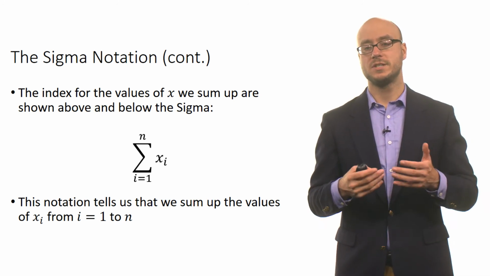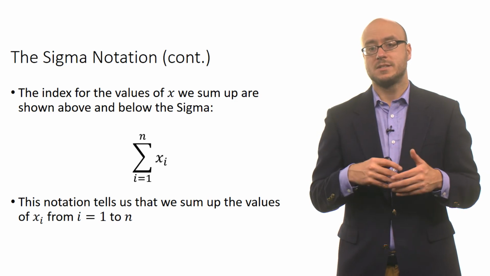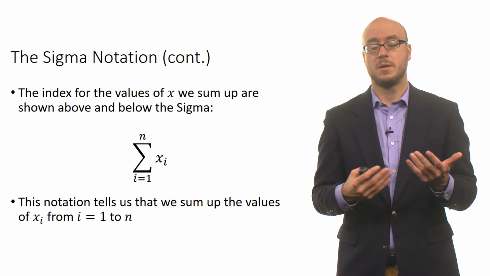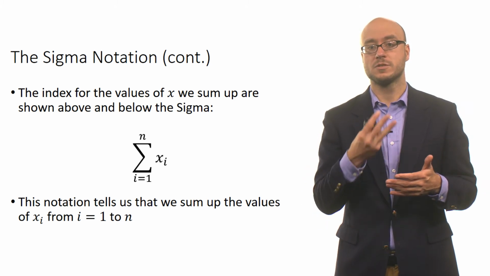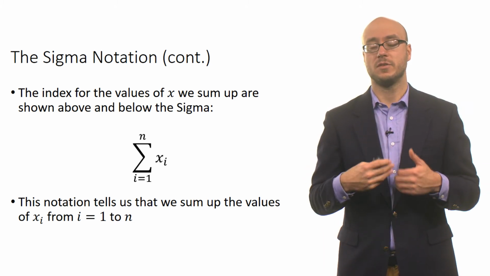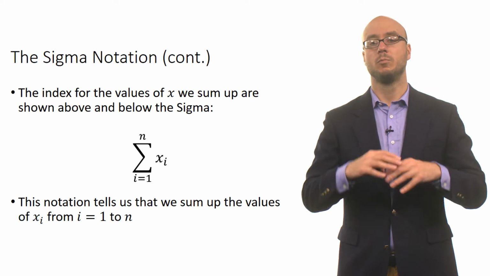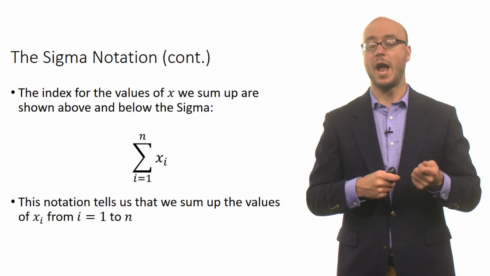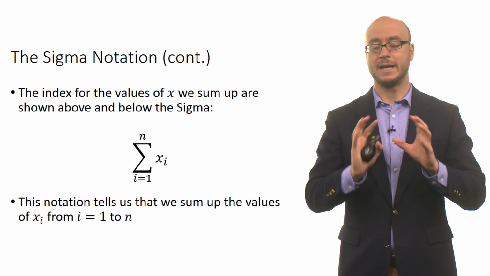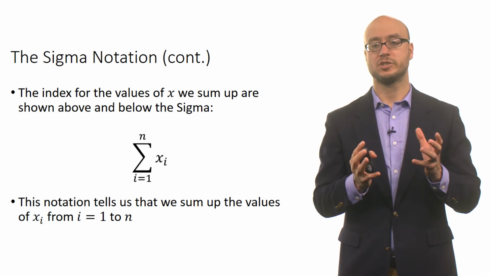The reason we do this is that in some instances, you may not sum up all the values of x. You might sum up from i equals 1 to 3. So you might just sum up the first 3 indexed values of your x variable. But typically, we will sum up the values of all rows of our data set. So we'll go from i equals 1 to n. Again, all we're doing here is a shorthand for summing up a set of values.